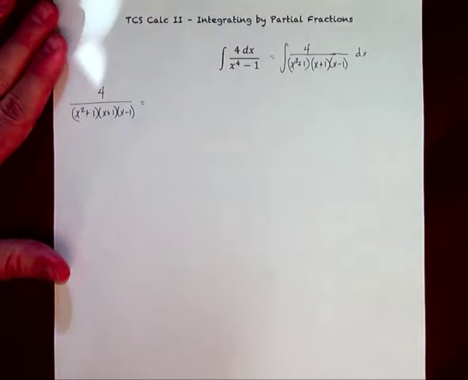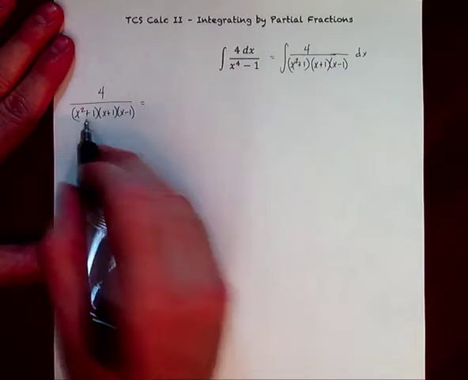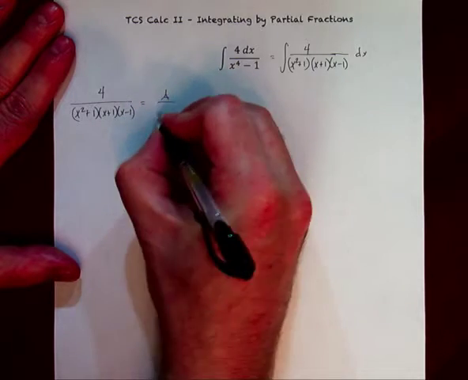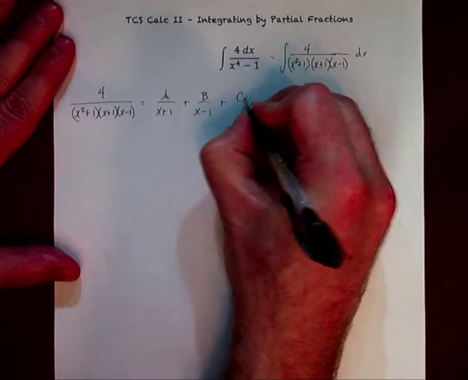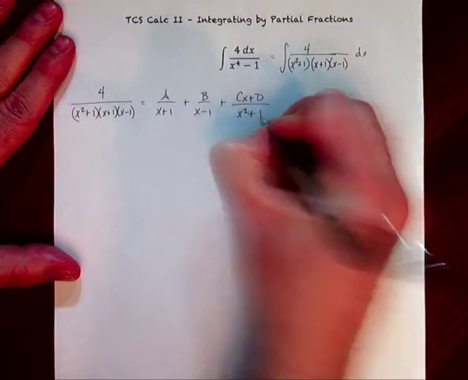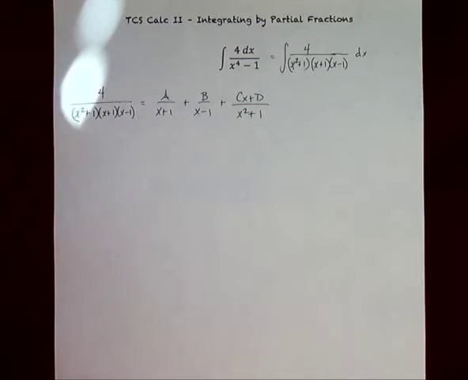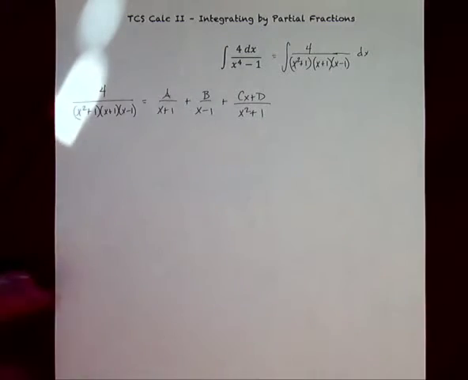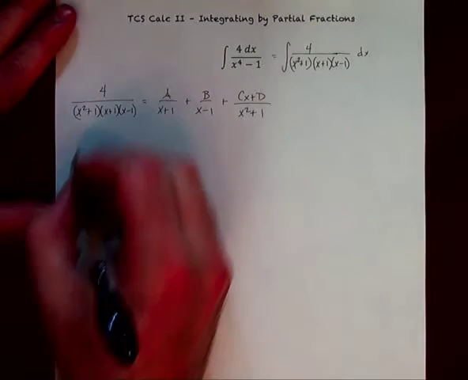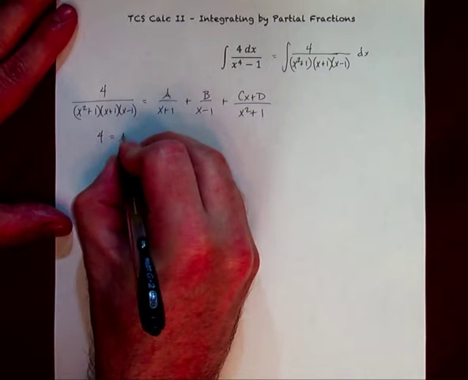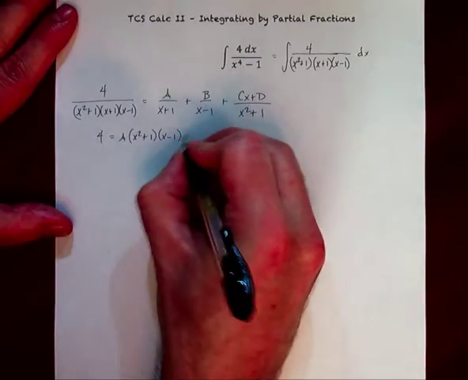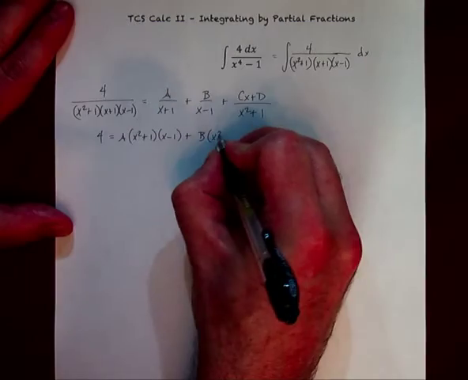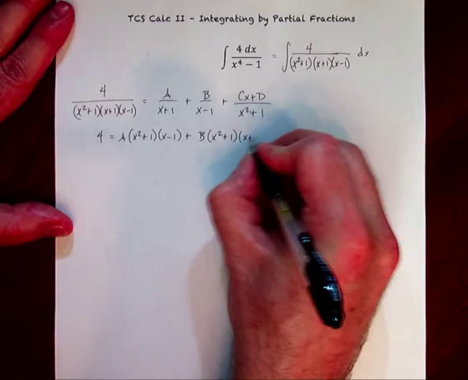I usually put my irreducible quadratics at the end, despite the fact that this factor is right here. It doesn't really matter, it's probably an aesthetic thing, or maybe just habit. But that winds up being ax plus b over this, and then c over x plus 1 and d over x minus 1. Let's go ahead and multiply through by those denominators in order to arrive at our polynomial version of this equation.